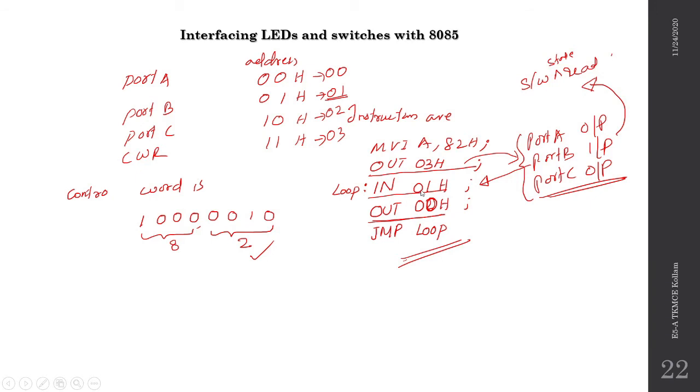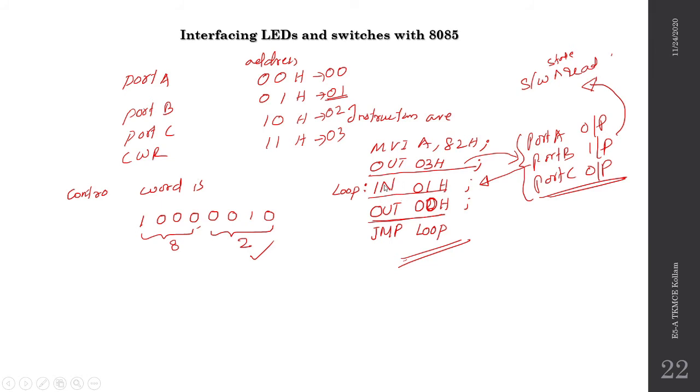So what is the 01 address? The 01 address is the address corresponding to port B. So the status of port B reaches the accumulator, which I can output to port A by means of this instruction. The content of the accumulator is loaded into the specified port address. Here 00 is the address corresponding to port A. So whatever be the content of port B, that is transferred into port A by means of these 2 instructions.